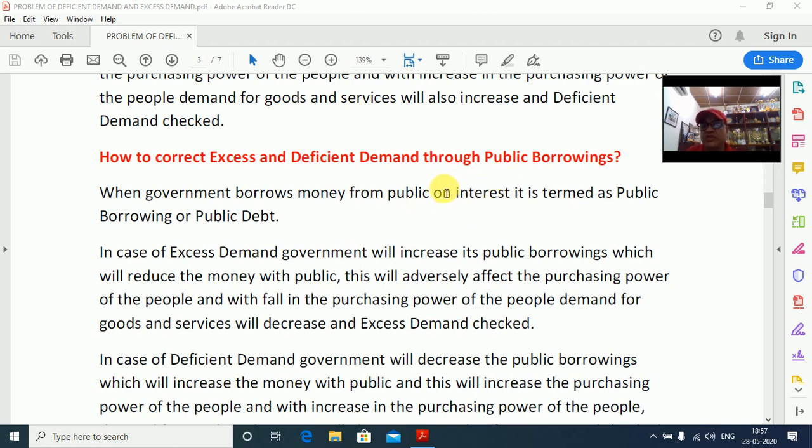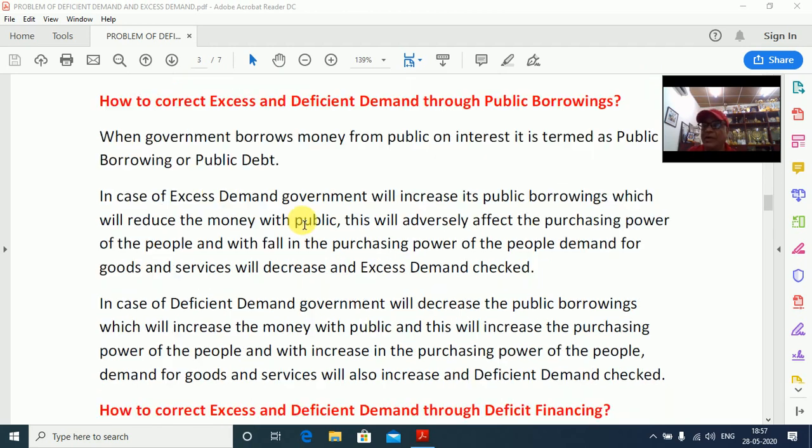What is the interest of the public? What motivates the public to lend their money to the government? Because they are getting interest on it. So when the government borrows money from the public on interest, it is termed as public borrowings or public debt. If there is an excess demand, what will the government do? The government will borrow money from the public.